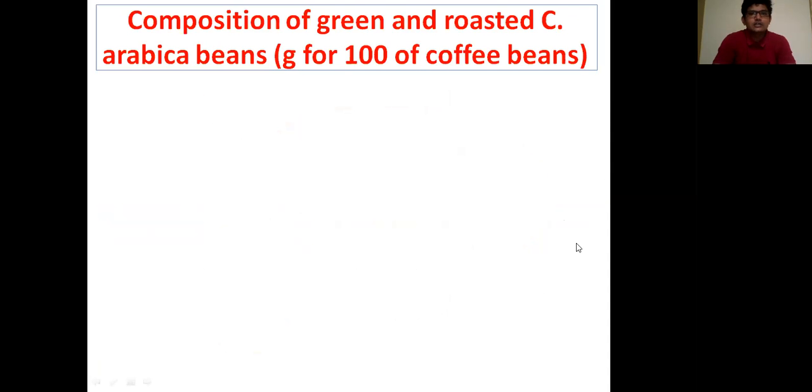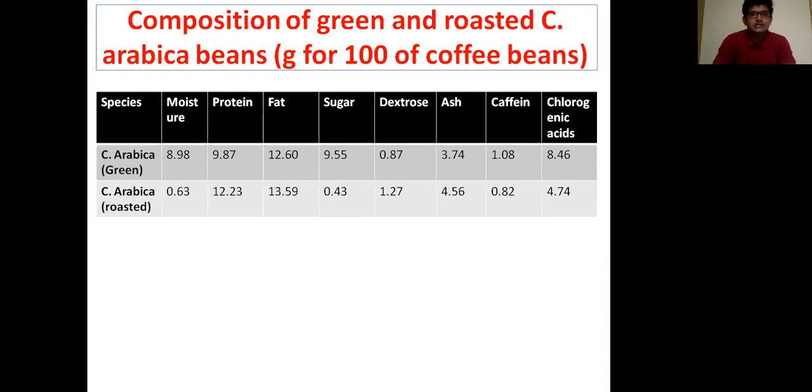So here we are going to see the composition of green and roasted C. arabica beans, per 100 grams of coffee beans. So this table shows the various constituents which are present in coffee beans of green and roasted arabica species. The different constituents present in coffee beans are moisture, protein, fat, sugar, dextrose, ash, caffeine, and chlorogenic acid.